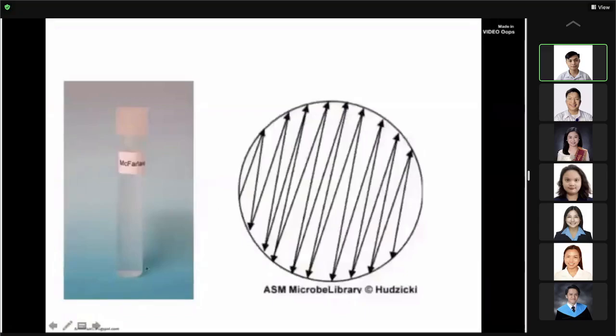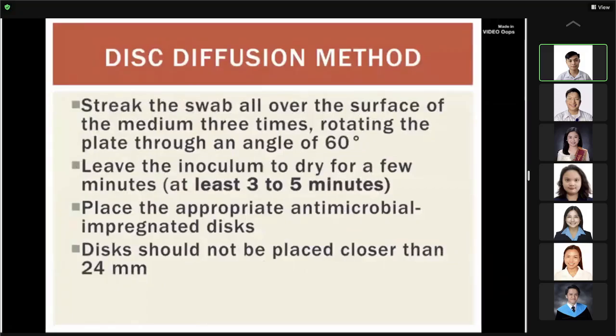So this is a McFarland solution. Then this is how we inoculate the organism, and to make sure that the entire plate will have the saline with the organism, we will rotate it by 60 degrees, 3 times. Then we will leave the inoculum to dry for a few minutes, at least 3 to 5 minutes.